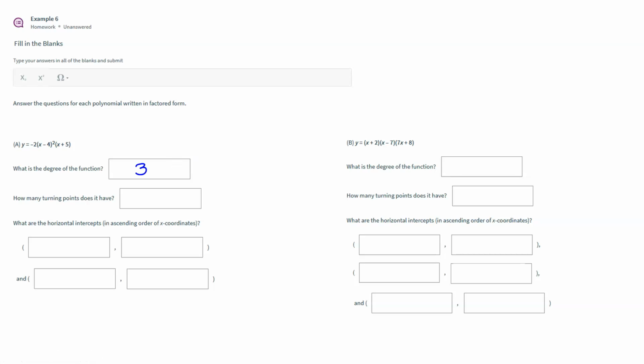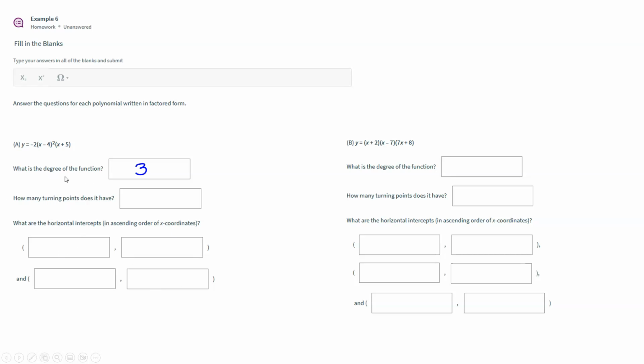Which means once you know the degree of this, you can expect up to 3 horizontal intercepts, that is, x-intercepts, if you want to call them that, in the function itself. As you can see, there's only 2 listed here.